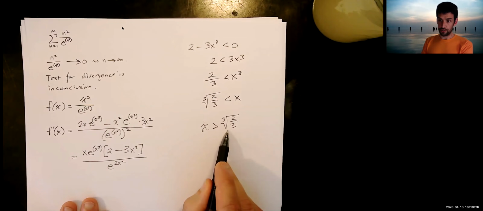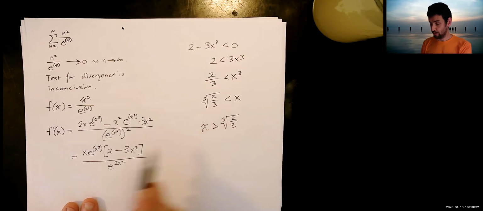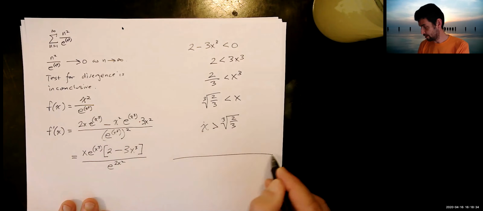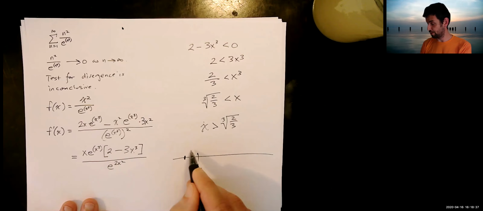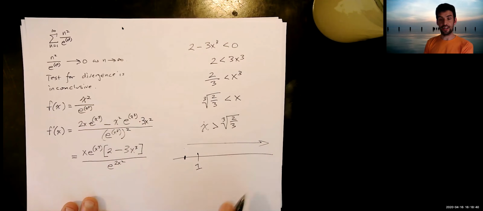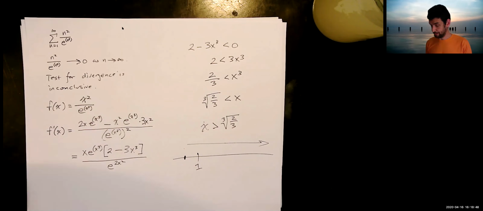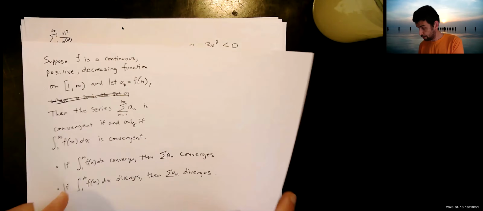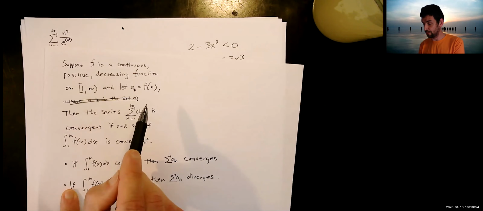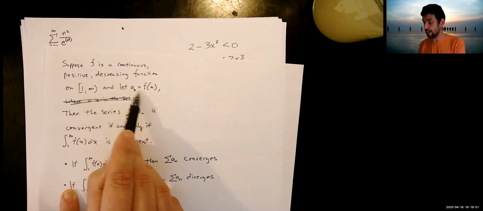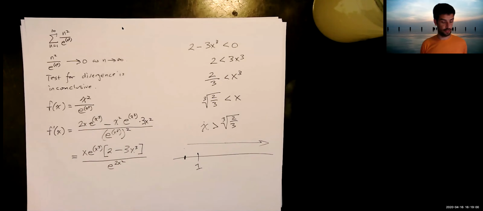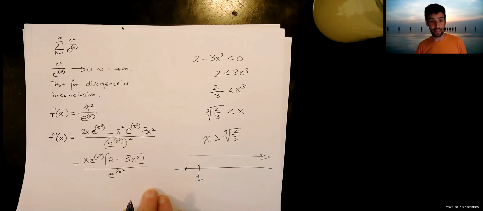The cube root of 2/3 is less than 1, right? It has to be a number smaller than 1. So what I now know is that whenever x is greater than, here's 1, some number smaller than 1, all these x values in that direction, my derivative's negative. In other words, my function's decreasing. So that means we've satisfied the conditions that we have a positive decreasing function on this interval, and it's equal to our series, right? Okay, so now we're ready to compute the test.